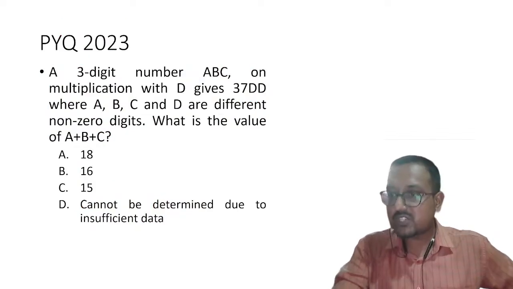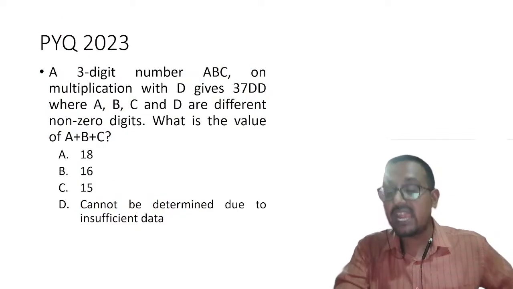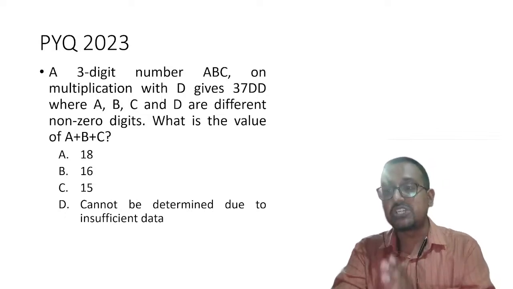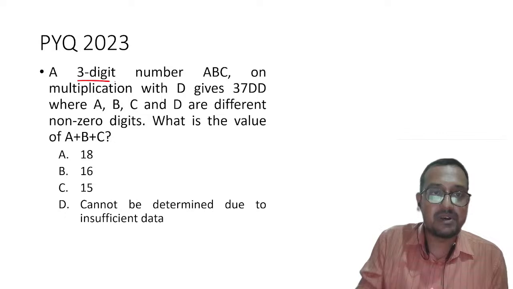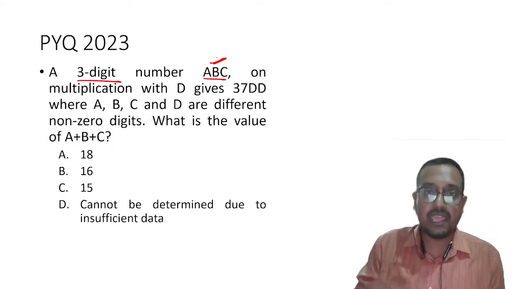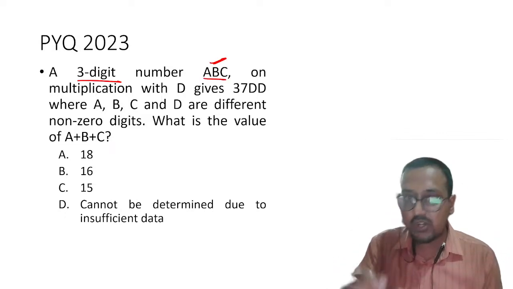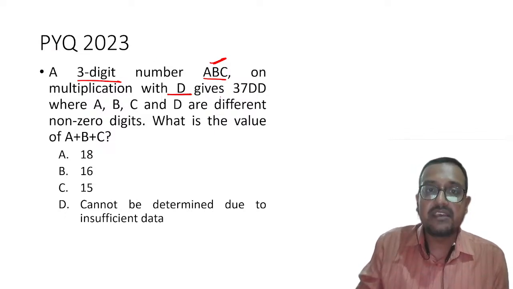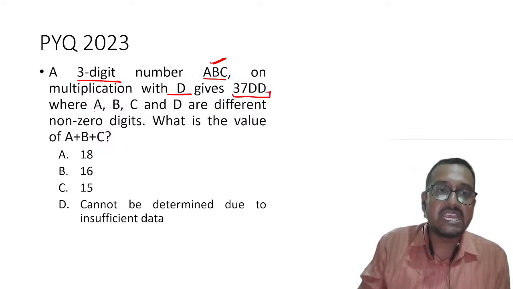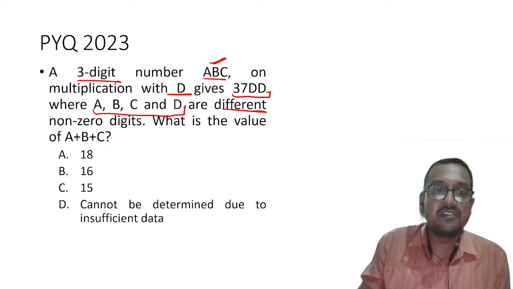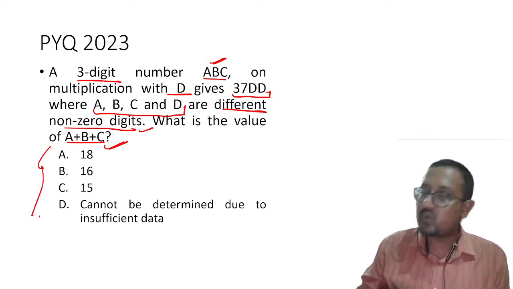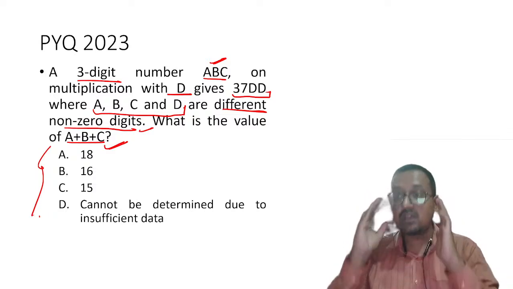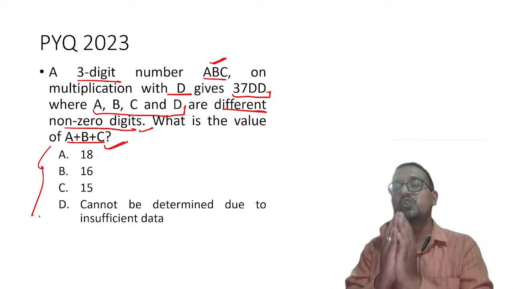Today's first question is this one. Please read it thoroughly and think about what approach you can apply to solve it. A three-digit number ABC. We do not know the exact number. On multiplication with D, it gives 37DD, where A, B, C and D are different non-zero digits. What is the value of A plus B plus C? Your options are in front of you. You might have come across this question. Just think about the methodology you are going to apply.